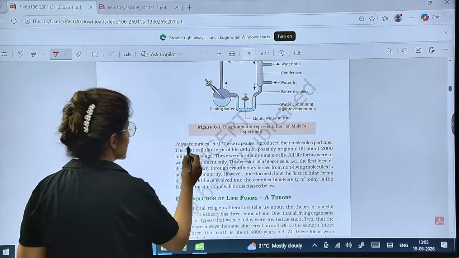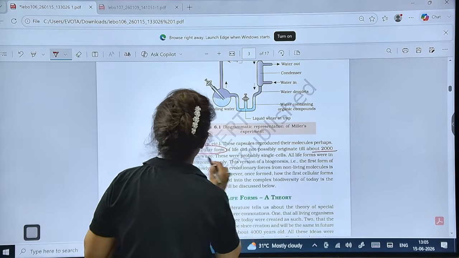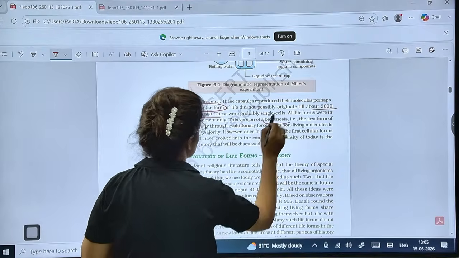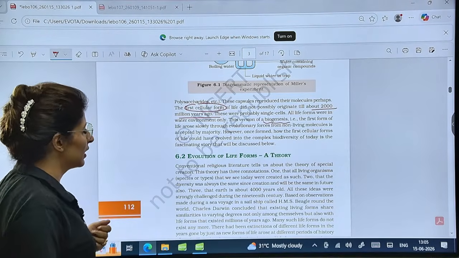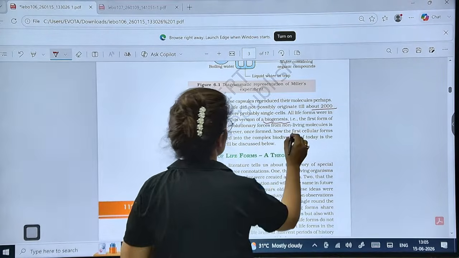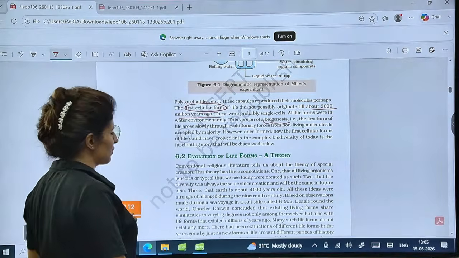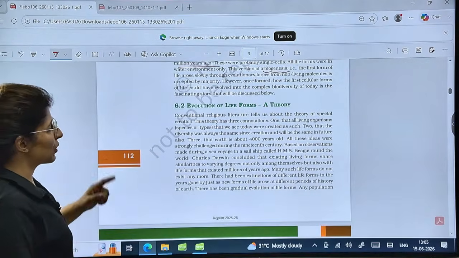Now, the first cellular form originated about 2000 million years ago. This version is called biogenesis. Is it clear? Once formed, how the first cellular forms of life could have evolved into the complex biodiversity of today. Now, evolution of life forms.